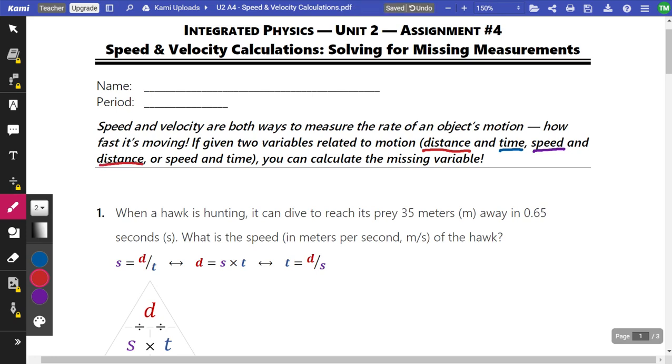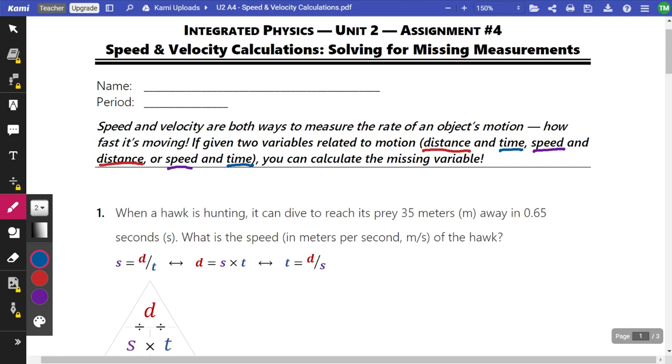So if you know how fast something is moving and how far it's going to go, you can calculate how long it would take to get to that point. You could also use the speed and the time to figure out how far something can go. So if you know how fast something is traveling and how long it's going to travel that fast, you can predict how far it's going to be able to travel.